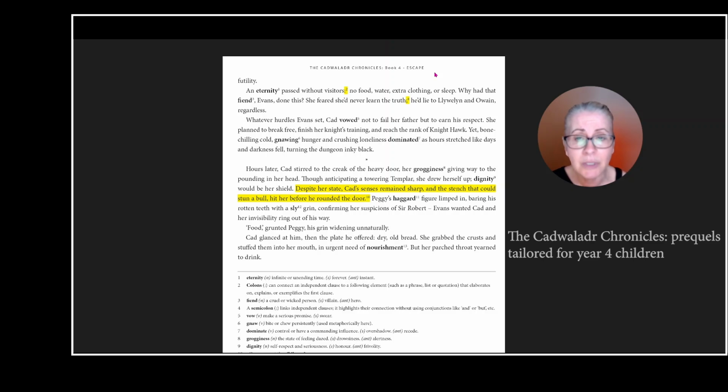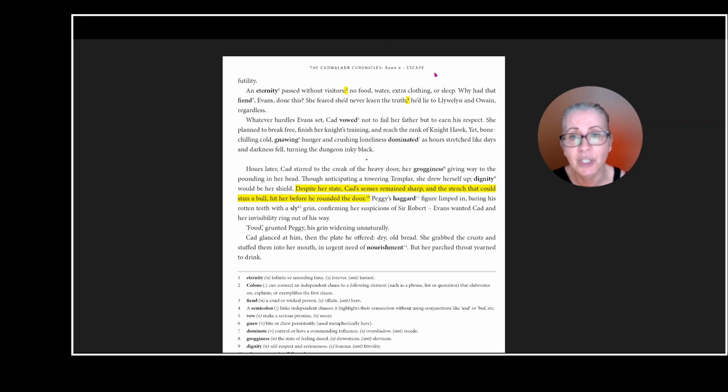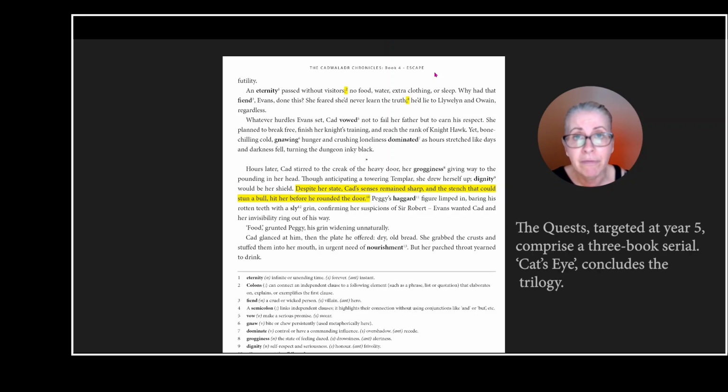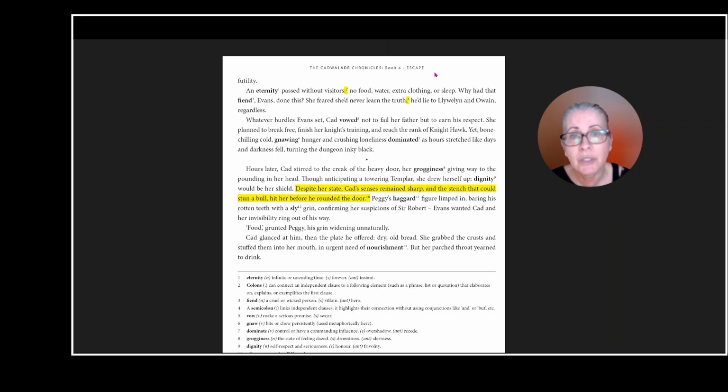So it's a seven-book series. There's a four-book series for year four, which are prequels to the Cadwaladr Quests, which are for year five. If you're in year four, I suggest you read the whole series. If you're in year five and you felt a bit daunted about reading a seven-book series, then you can just start at book one of the Cadwaladr Quests. But think Harry Potter. You wouldn't start at book four. If you wanted to read the whole series, you start at book one and you finish at year seven.